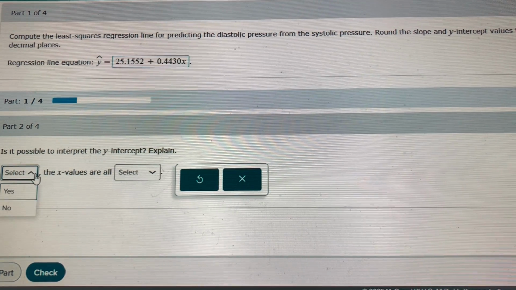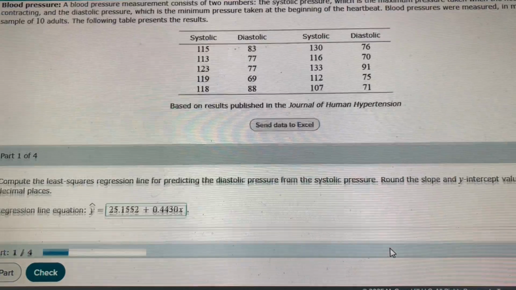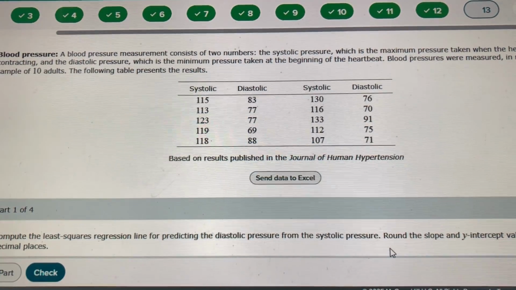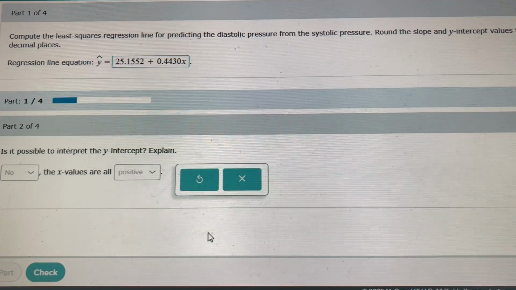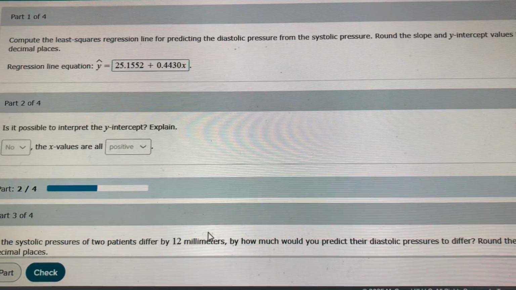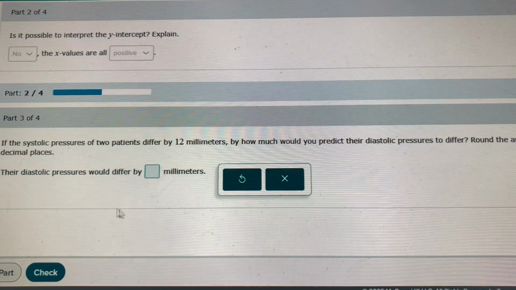So it may not be possible to do this because the x values are all positive. There isn't an x that's 0. If somebody had a 0 blood pressure, they'd be dead, so you can't really interpret that. A lot of times that's the case where the y-intercept doesn't make any sense, but it's a natural result of drawing diagonal lines in algebra, which is why it comes up.